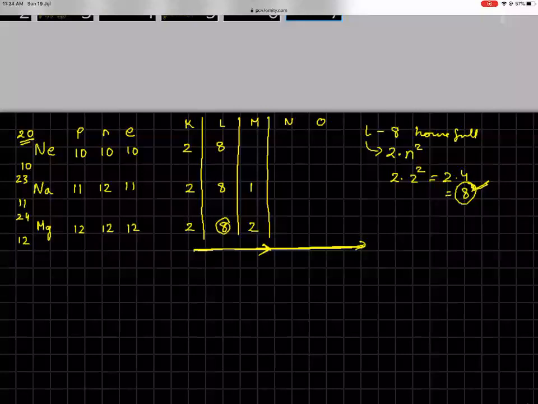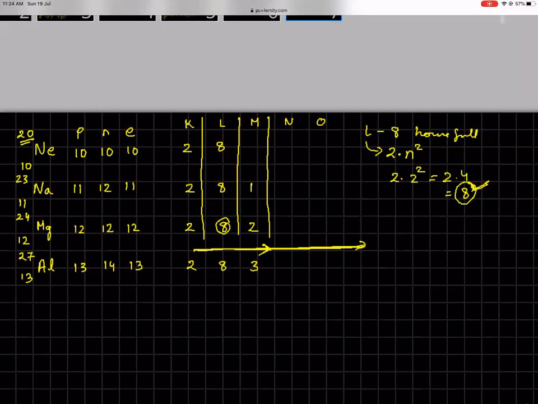Okay, so once Mg is over, the next one is aluminium. Aluminium is basically 13 here and 27 here. So the number of protons is 13, number of neutrons will be 27 minus 13, which is 14. Number of electrons will be 13. So here 2 will come here, house is full, then 8 will come here, house is full, then 3 will come here. Okay, so now aluminium is also done.